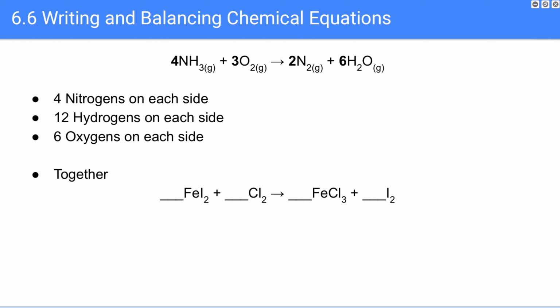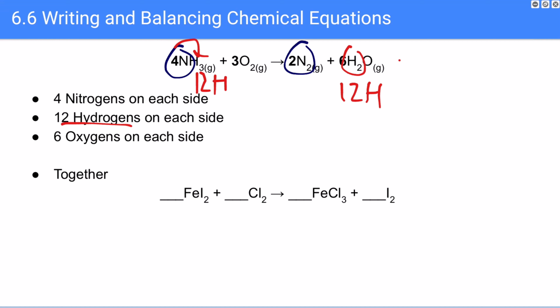Well, how does that impact the number of each individual atom that's on each side of my chemical equation? If I take a look here, I have 4 nitrogens that are here, and 2 N2s on the opposite side, which again is indicative of a total of 4 nitrogens. If I look at hydrogens, there's 12 on each side. That 4 applies to that 3 for a total of 12 H's. 6 H2s, same thing. We have 12 hydrogens on the right side of the arrow.